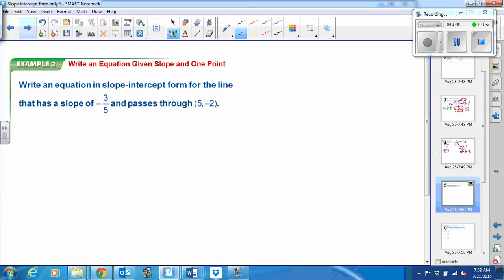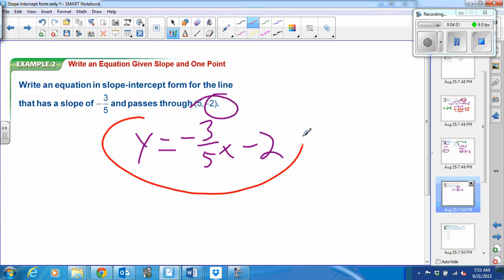Write an equation in slope-intercept form for the line that has a slope of -3/5 and passes through (5, -2). I cannot tell you how many people want to just write this equation and say y equals -3/5 x minus 2, because they just decide to take that y value from the point that you've been given. Please never do that. Unless you have a point that's (0, something), you don't know the y-intercept.